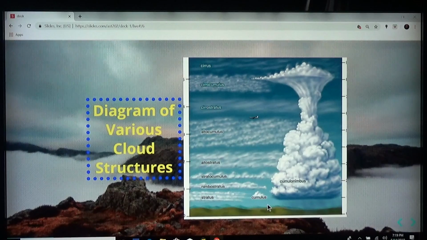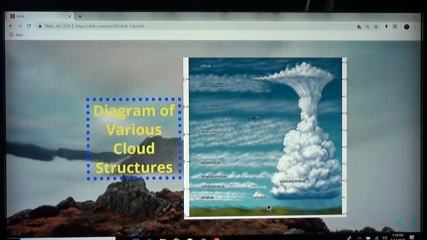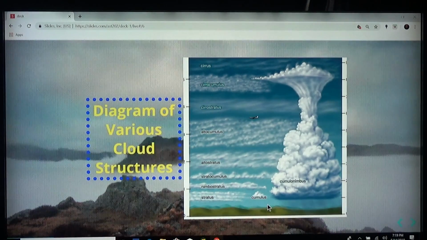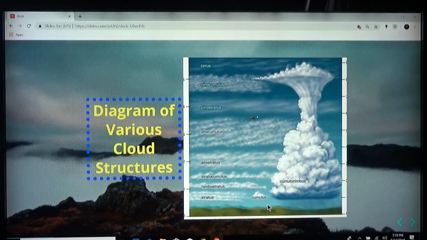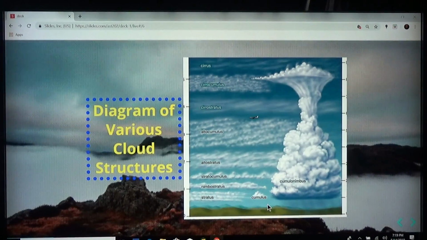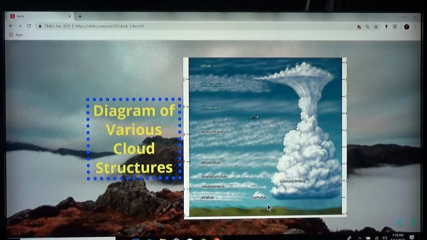All right, here's another little visual aid. I'll give you a few seconds to look at it. This is a diagram of the cloud structures. Check out that cumulonimbus. This is what our thunderstorms look like compared to the other clouds.